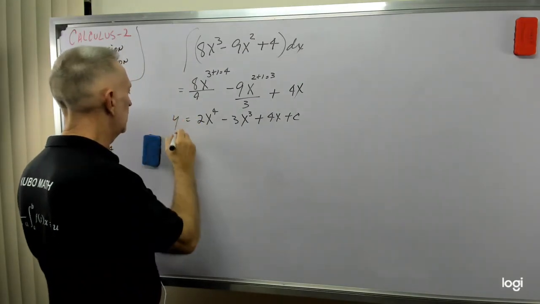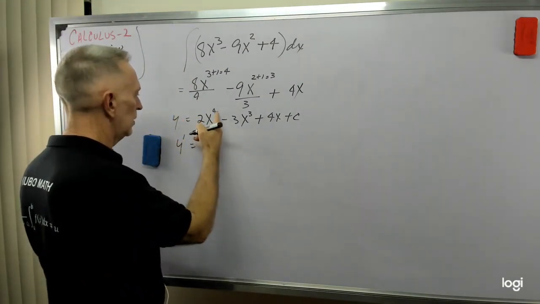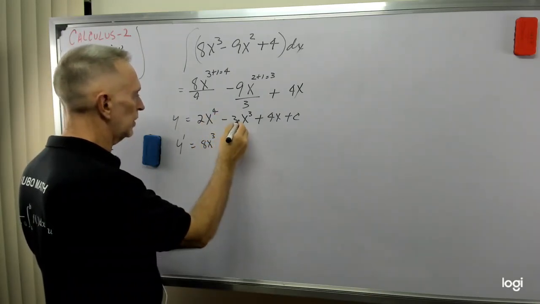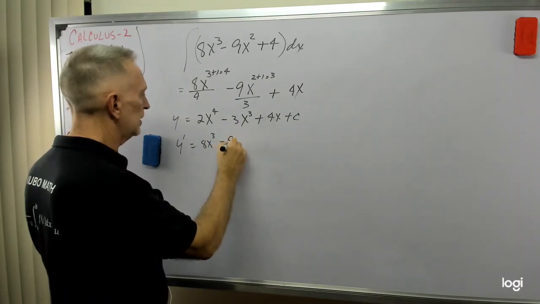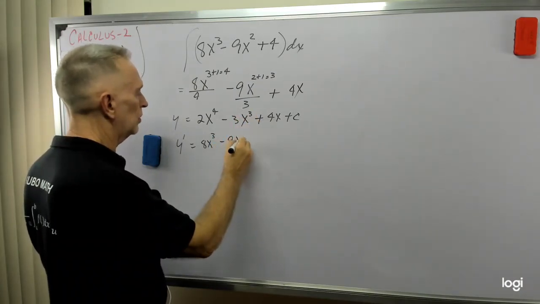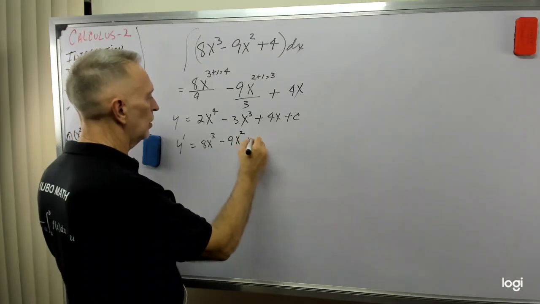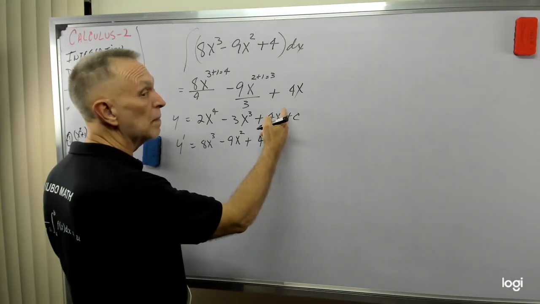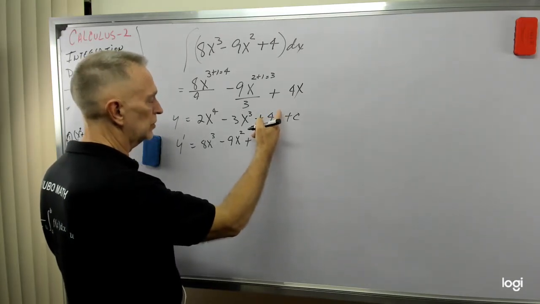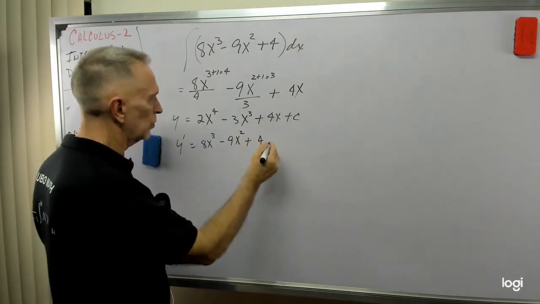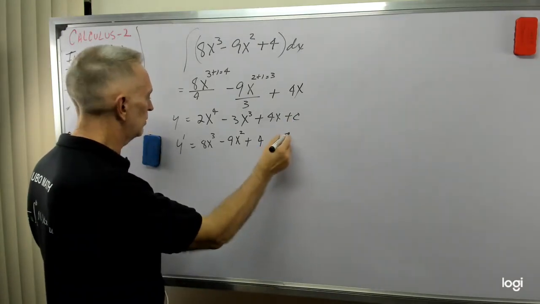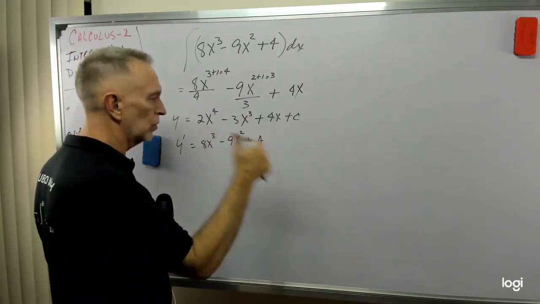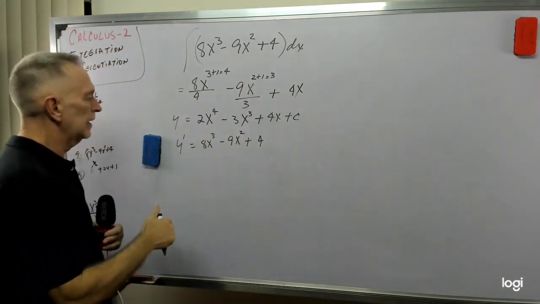Okay, that's y. Y prime then, 4 times 2 is 8x to the 4 minus 1, which is 3. 3 times 3 is 9, x to the 3 minus 1, which is x squared, plus 1 times 4, which is 4, x to the 1 minus 1, which is 0, x to the 0 is 1. 1 times 4 is 4. Derivative of that is 0. So 8x cubed minus 9x squared plus 4. Okay?